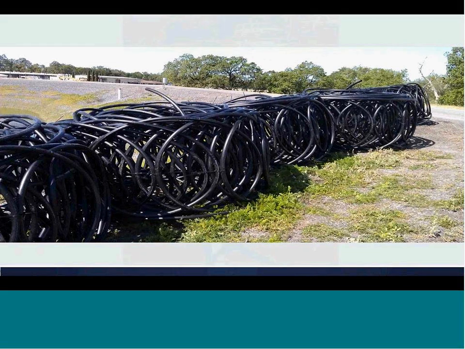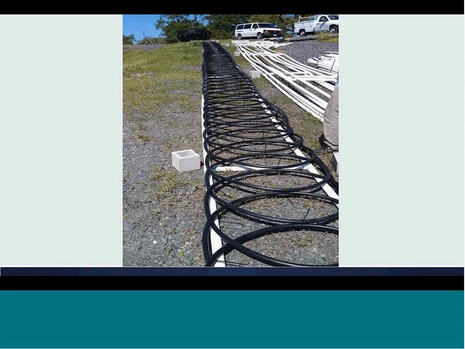The next slide shows the slinky loop unrolled and lashed to a PVC frame for distributing the piping out into the pond prior to sinking. It's a way to make sure that the pipe is not going to be laying on top of itself. You'll see that here in the next picture.